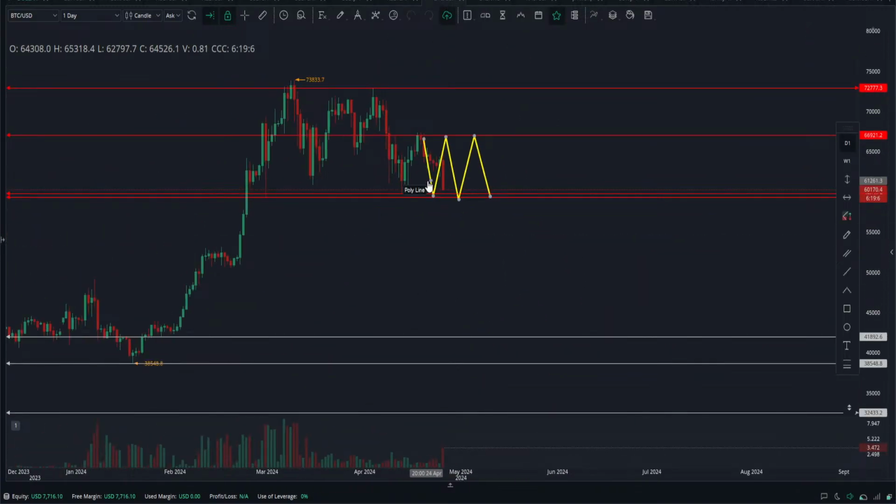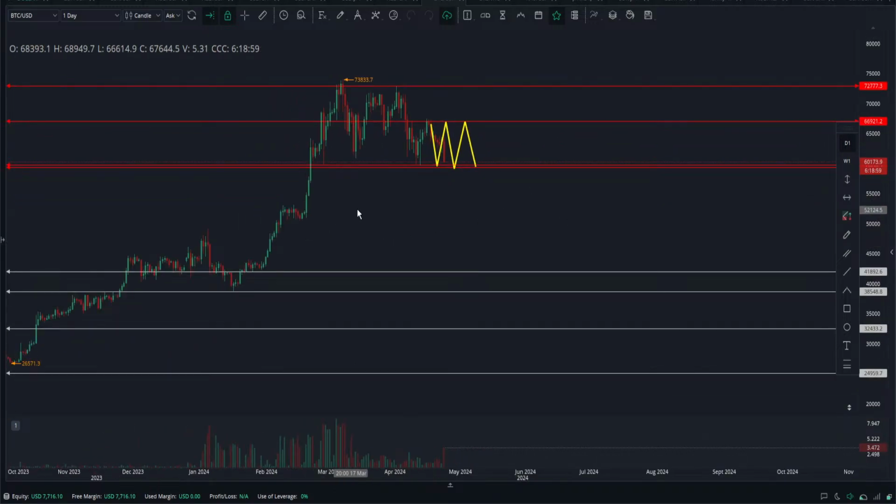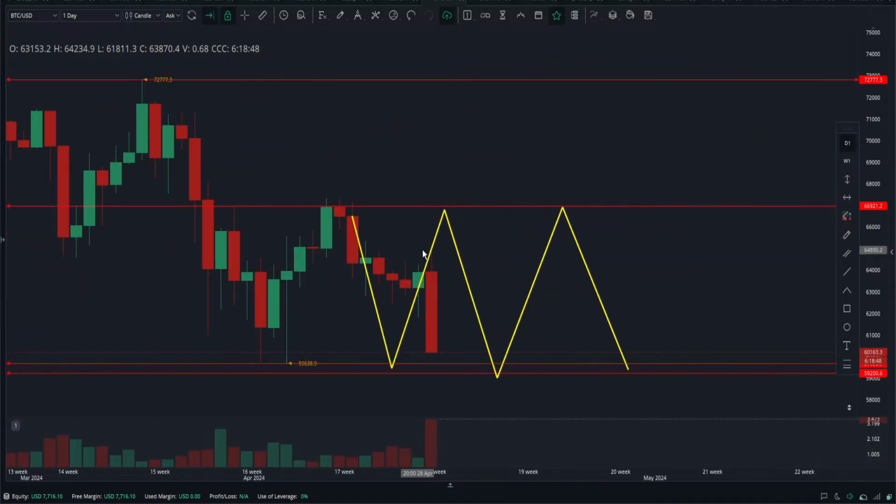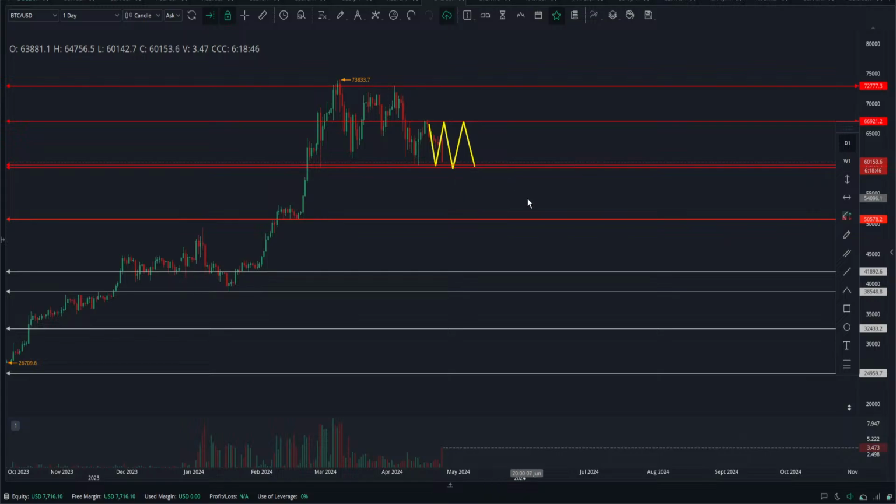Bitcoin, very nice consolidation between these two levels. Any break to the downside below 59200 will open up the way for the lower levels. Now I must show you these lower levels. The first level that you can see is 50,578 and the next level is 41,892. So let's see how the things unfold. But right now it looks like the Bitcoin is going for the dustbin.